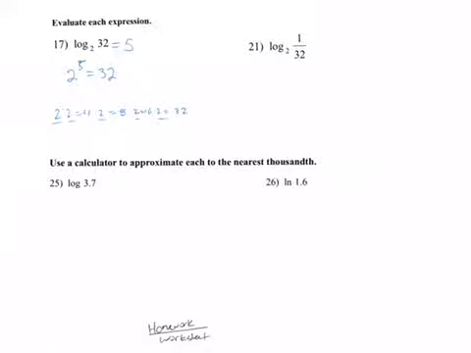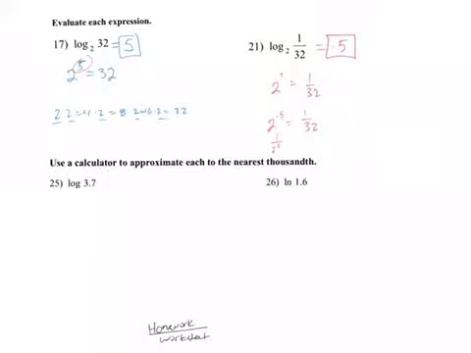Number 21 is very similar to this, except for notice now, instead of saying 2 to something is equal to 32, it's 1 over 32. And remember, that is dealing with a negative exponent. So now this is going to look something like 2 to what power is going to equal 1 over 32. Well, I know 2 to the 5th gives me 32, so that means 2 to the negative 5 is going to equal 1 over 32. Because this would be like saying 1 over 2 to the 5th. And we know 2 to the 5th is 32. So the answer to this is going to be negative 5. So those are your answers.